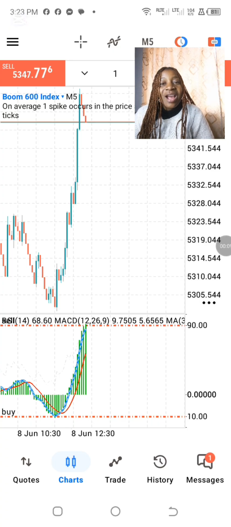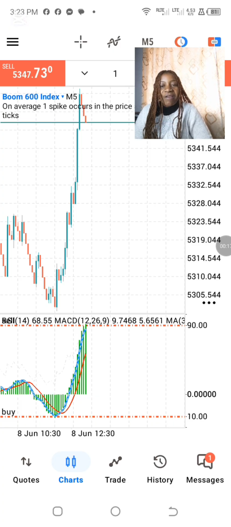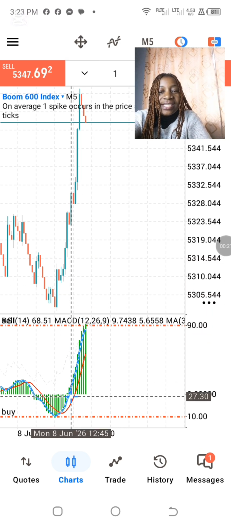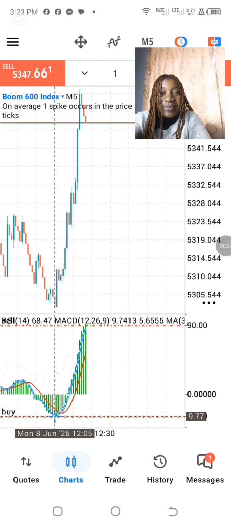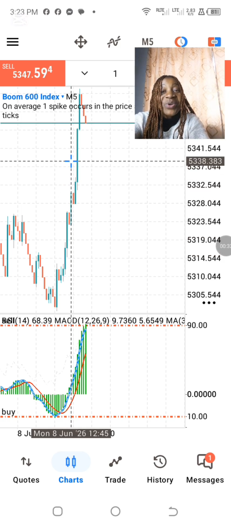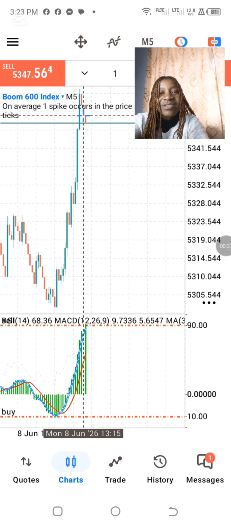As you can see, the first confirmation we said is that the MACD histogram must reach level 10, or cross below level 10, like what happened here. And this is the Boom 600 current chart. This strategy is very effective. Look what happened. We would enter here, then we were going to catch all these spikes, and remember, these spikes are on the M5 time frame, so we were going to be in massive profit.